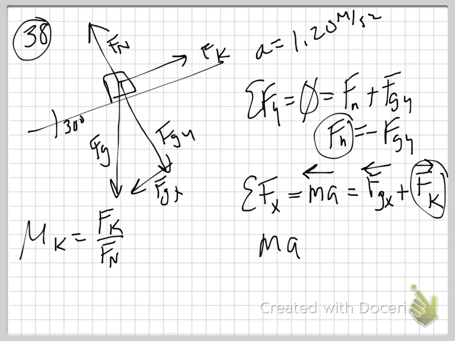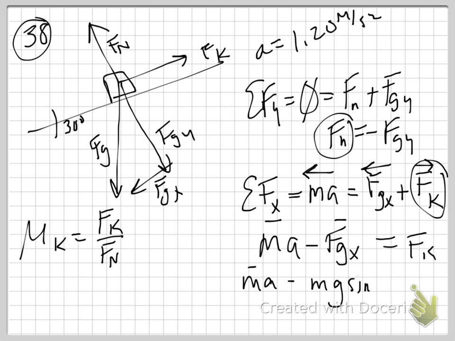So we have ma minus f of gx. But what we have to remember is this is a negative minus a negative, if we're going to be strict about Cartesian coordinate systems. So that's equal to f of k. We can go ahead and ma minus mg, and this is a negative number, mg sine theta equals fk.